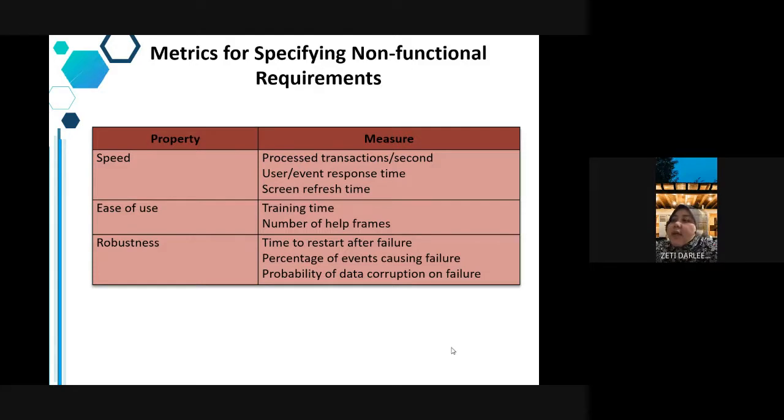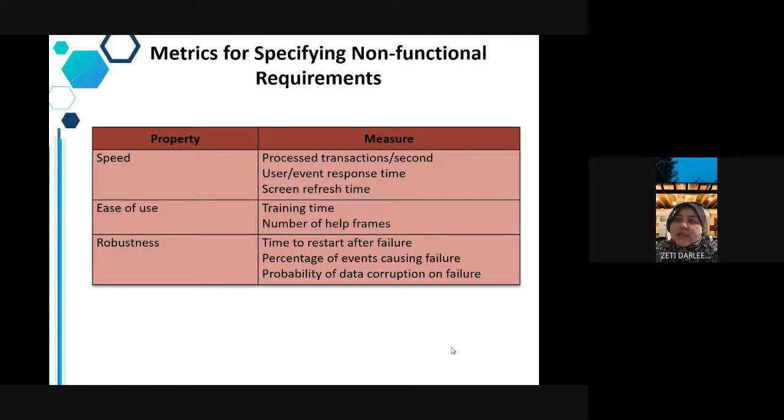And then user or event response time. How long bila kita instructed ataupun user input and instructions, so berapa lama the system or the server will respond. And berapa lama screen refresh time. Yang ni pun biasa screen refresh time tu berapa lama. 2 second, 3 second, 5 second, 10 second.